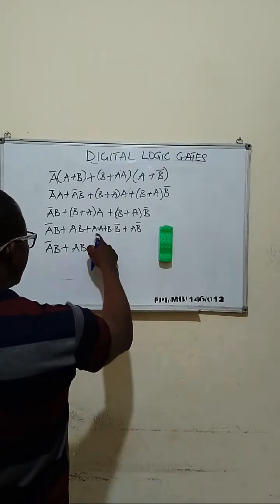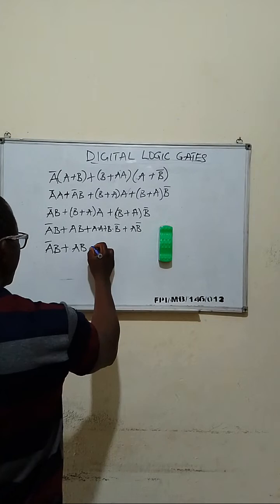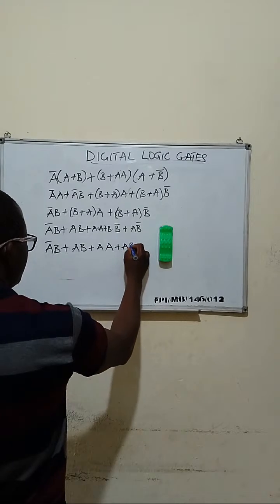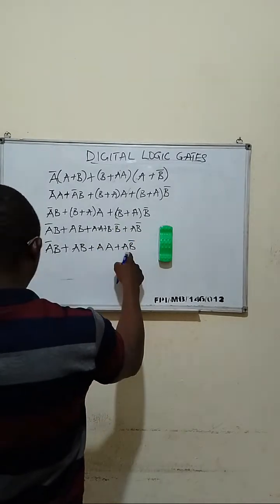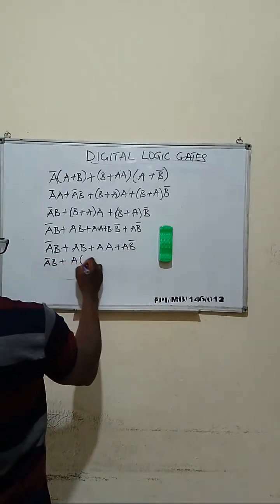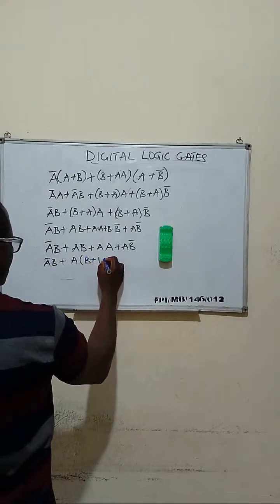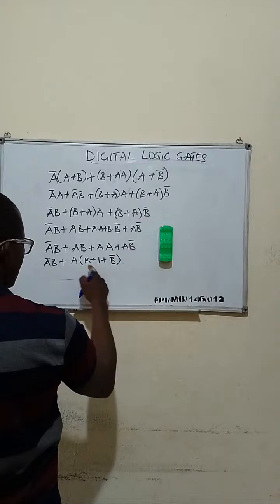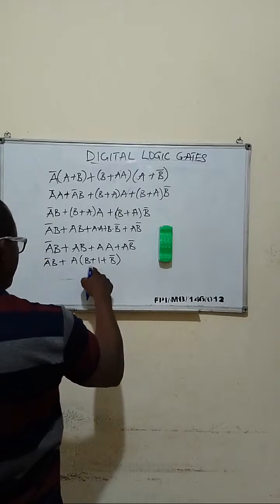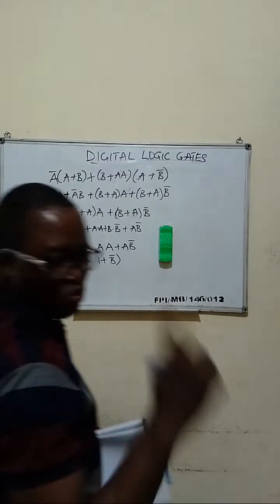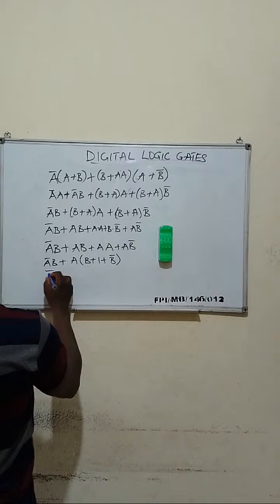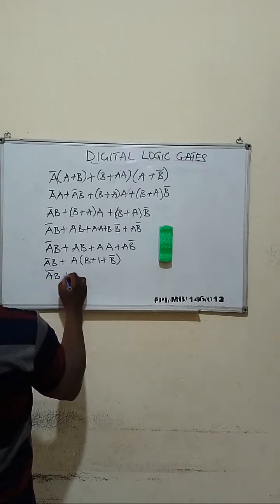This one goes to 0, then this remains this and this remains plus A dot A plus A dot B bar. This one goes to 0, then A is common in here now. So we can say A bar plus A into B plus 1 plus B bar. So this one, B plus 1 plus B bar, will be B plus B bar. And B plus B bar is always 1. So finally, we have A bar B plus A.